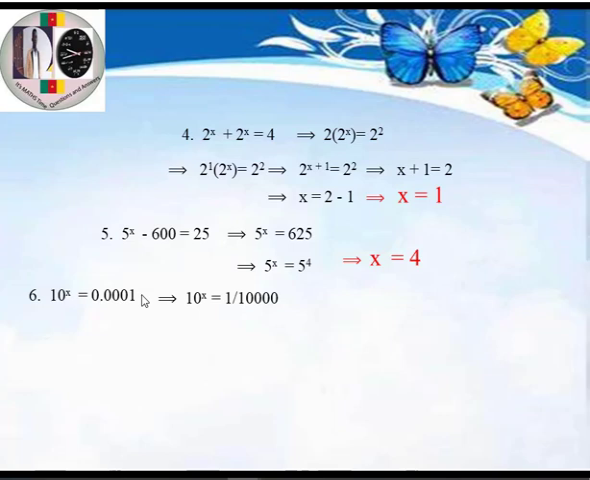10,000 is the same as 10 power 4. So we are going to have 10 power x equals 1 over 10 power 4. But 1 over 10 power 4 is the same as 10 power minus 4. We know the law, right? So 10 power x is equal to 10 power minus 4. Again, the bases are equal, so the powers must be equal. So x will be equal to minus 4.